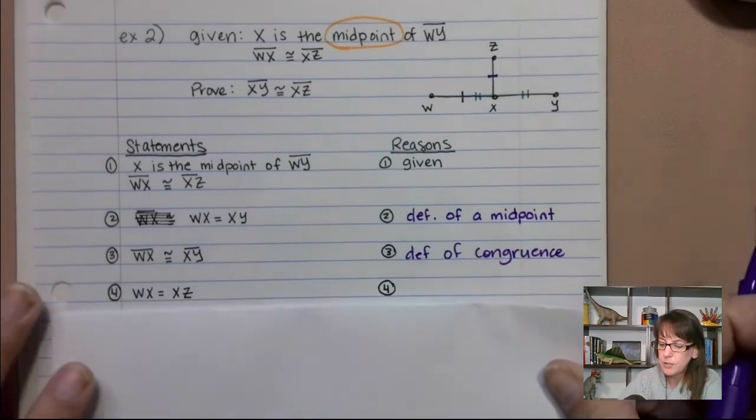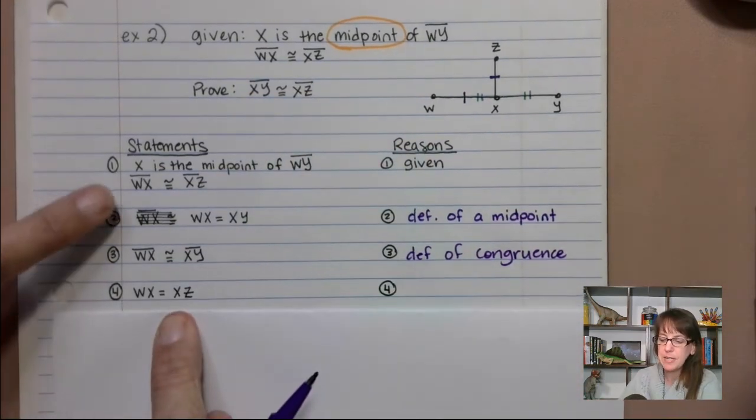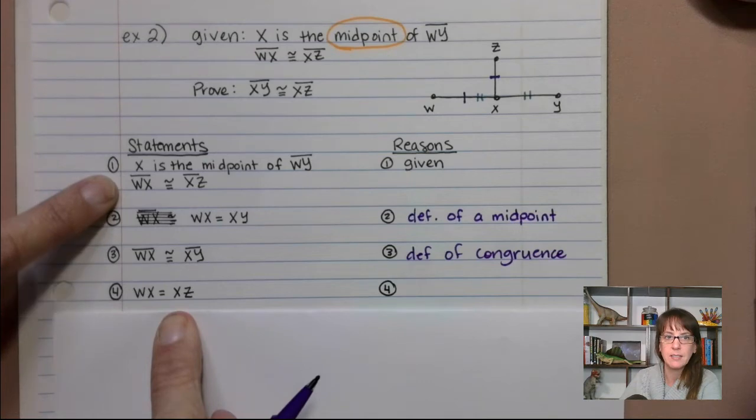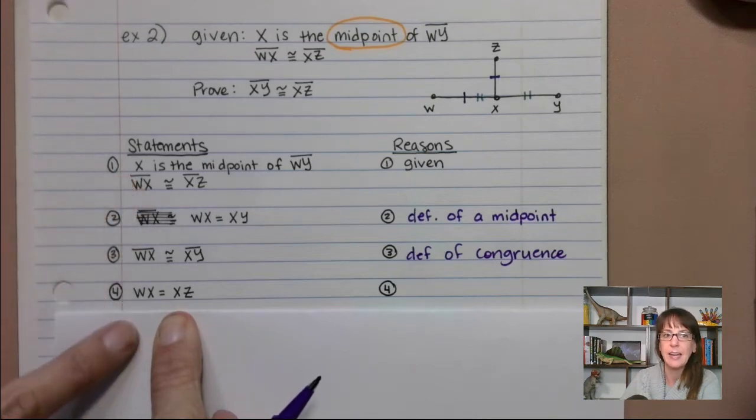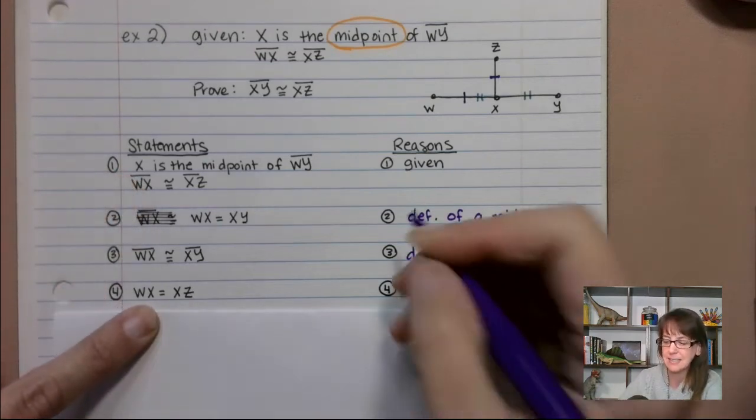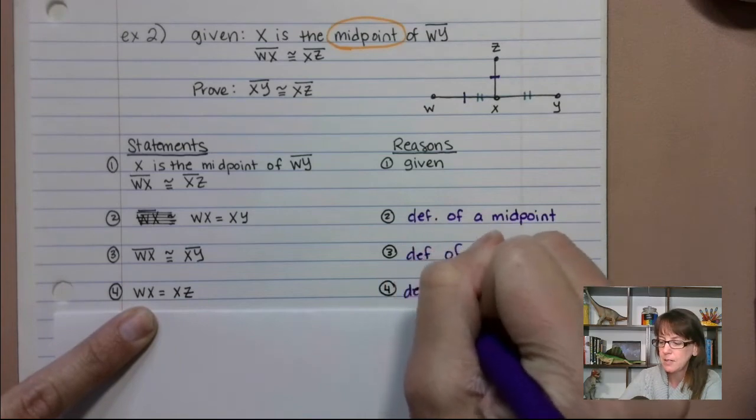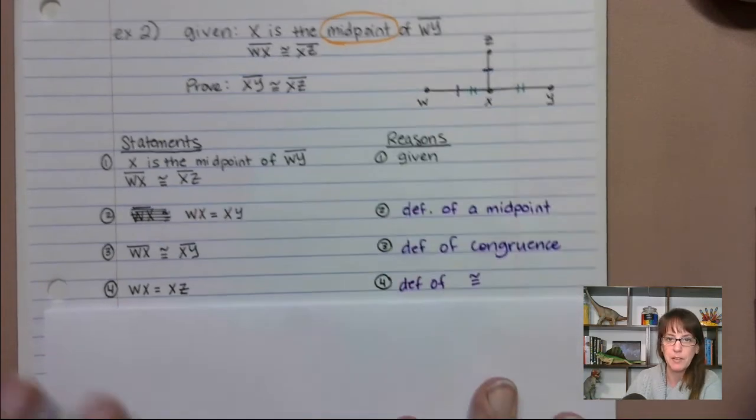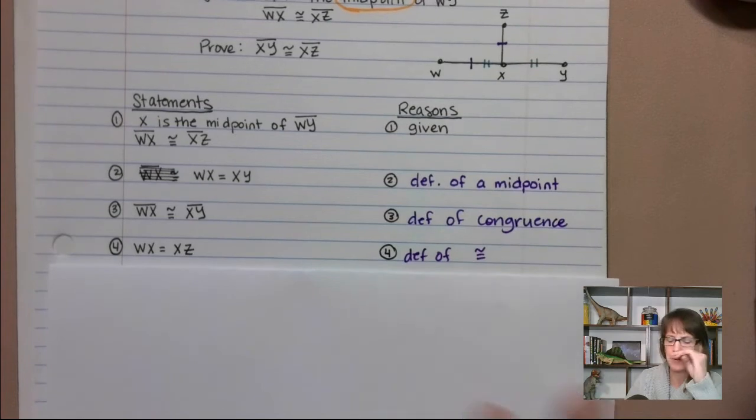Okay, so the same thing from here. We had WX is congruent to XZ, and now we're saying WX equals XZ. That's the definition of congruence. I'm going to even abbreviate it with the little congruent sign. So, okay, let's see. Now, when you've done that, we've done midpoint, which is our definition, right?